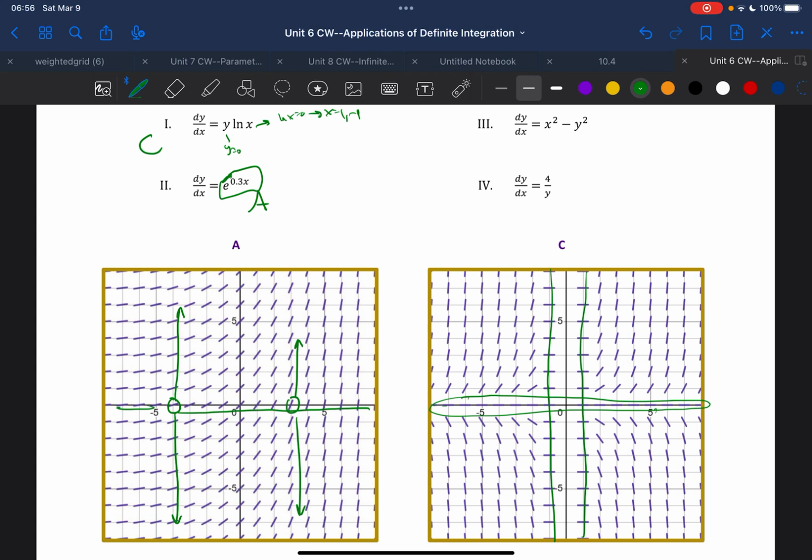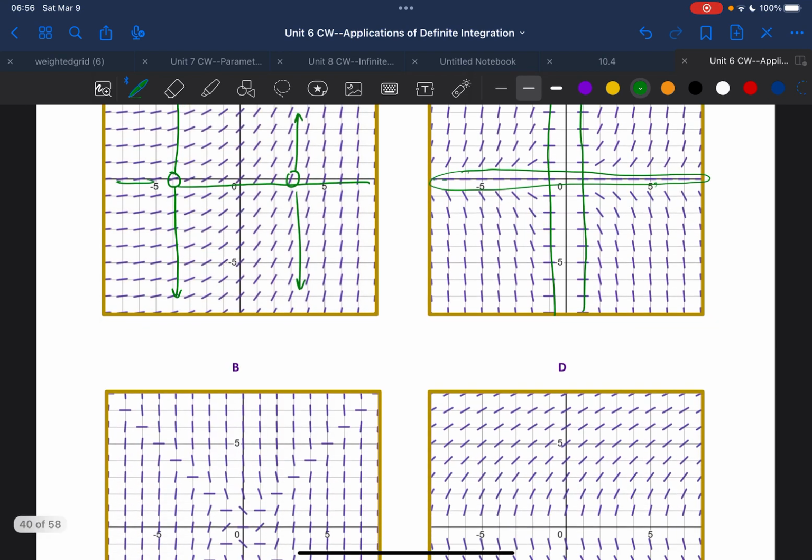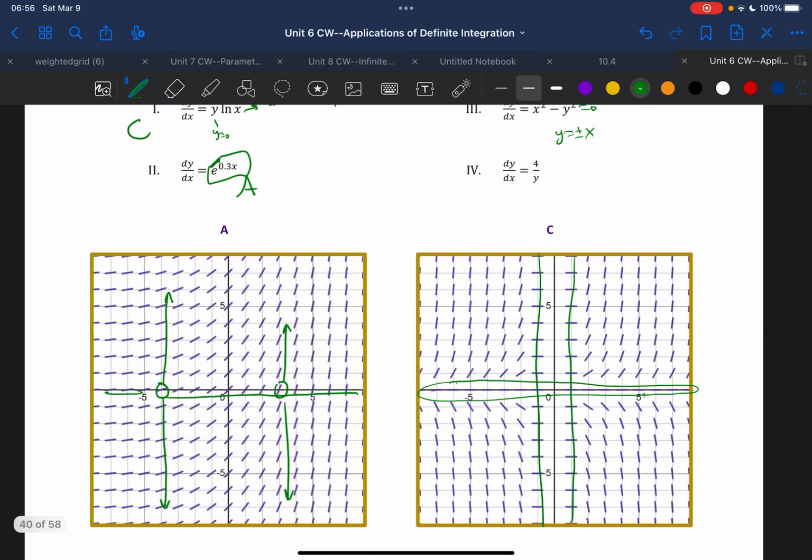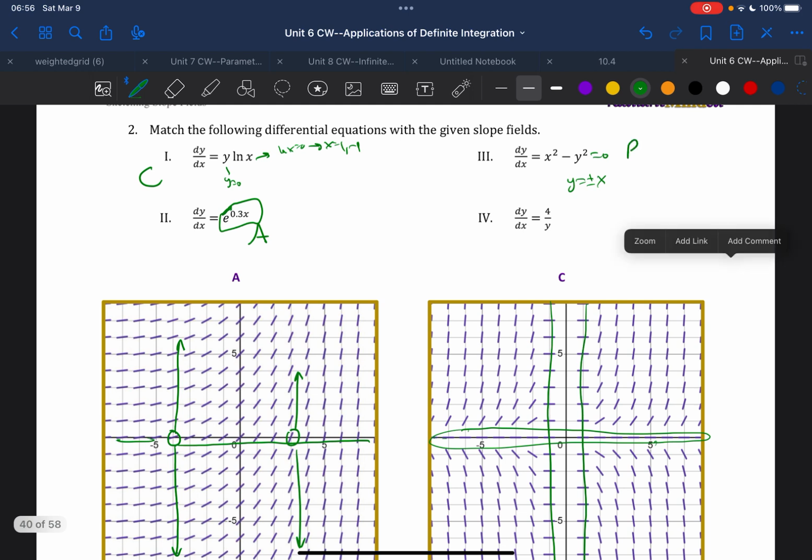3, x squared minus y squared is 0. So I'm going to see when it's 0. So basically it's 0 when y is plus or minus x. I see that in B. It's like here's y equals x. So it's easy to look for the zeros. That's usually what I do first. So this goes with B.